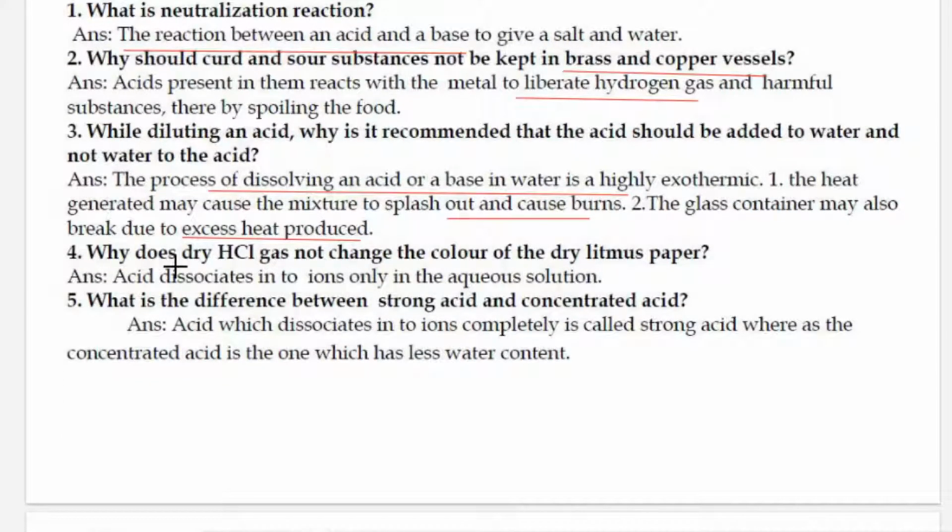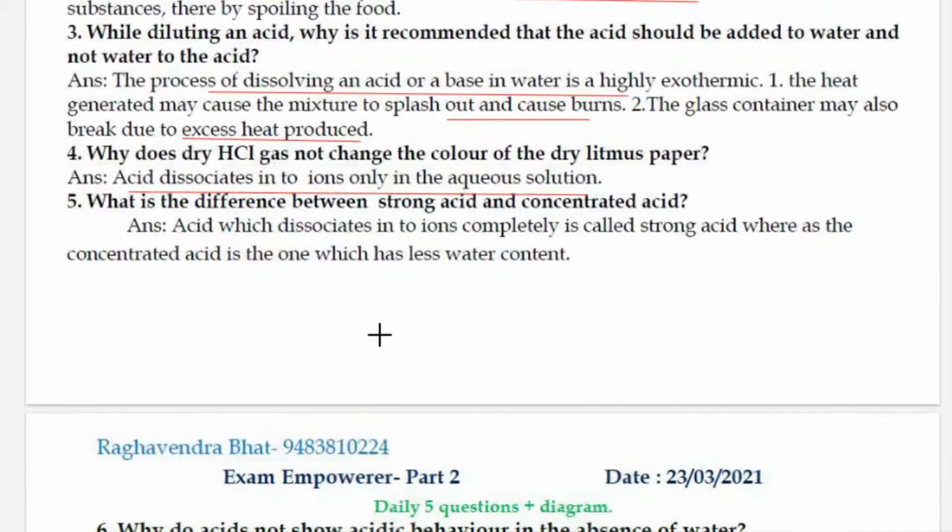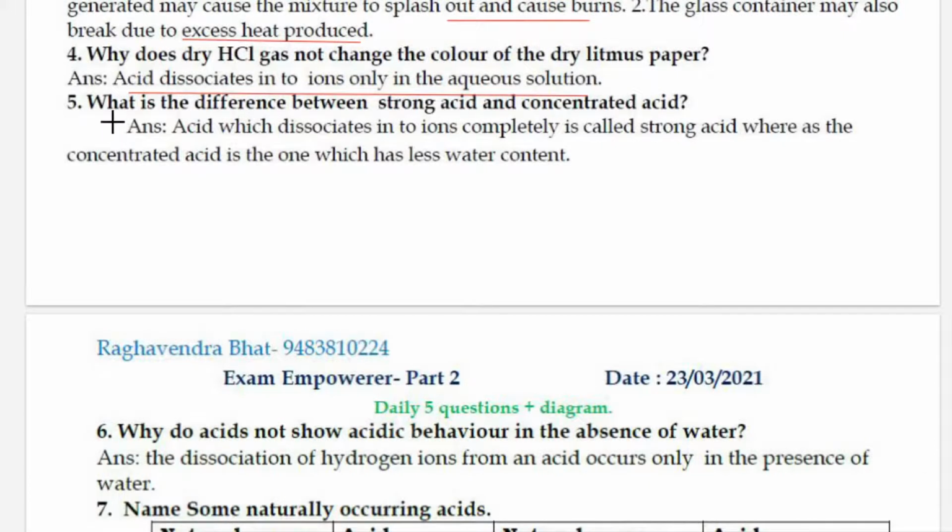Next question. Why does dry HCl gas not change the color of the dry litmus paper? Acid dissociates into ions only in the aqueous solution. Next question. What is the difference between strong acid and concentrated acid? Acid which dissociates into ions completely is called strong acid, whereas the concentrated acid is the one which has less water content.